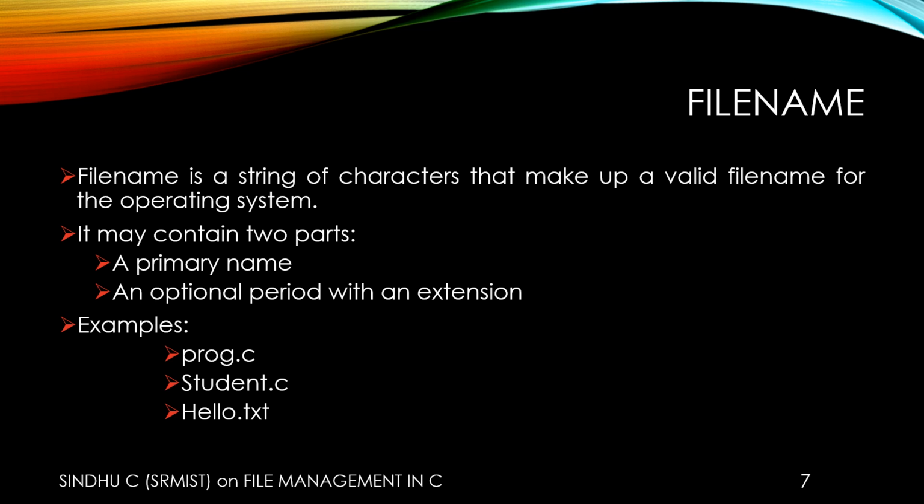File name is the first important property of a file. A file name is a string of characters that make up a valid file name for the operating system. It may contain two parts. The first one is a primary name. The second one is an optional period with an extension. Here are a few examples where prog is the primary name and .c is the extension. Student is the primary name and .c is the extension. Similarly, hello is the primary name and .txt is the extension.